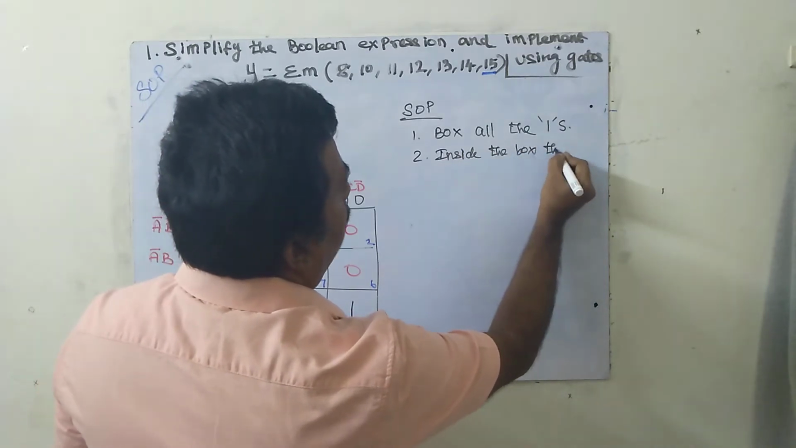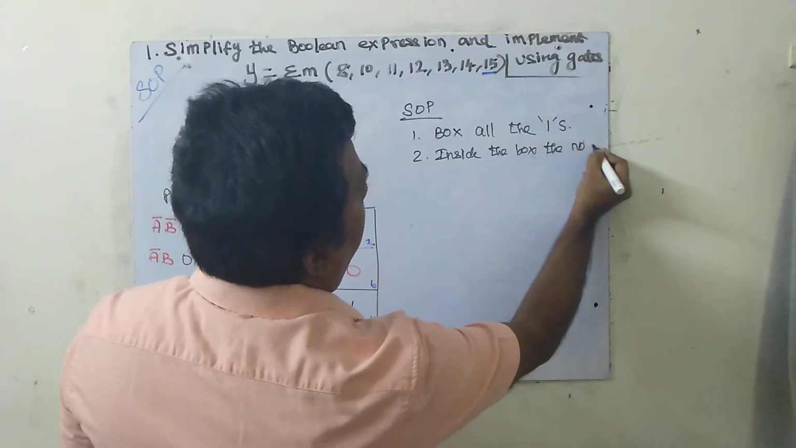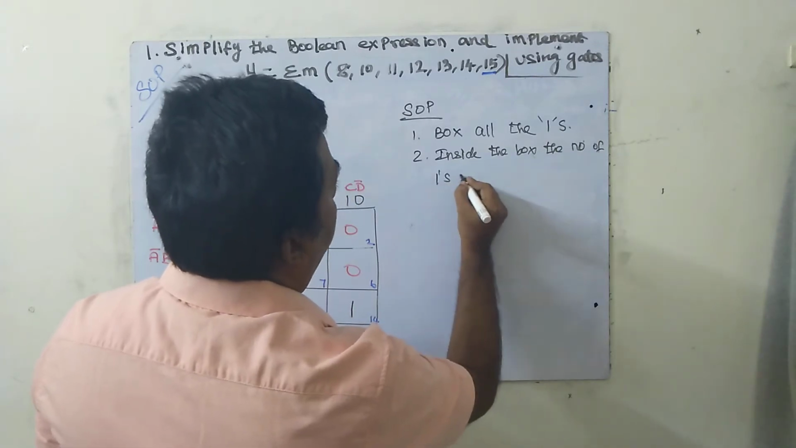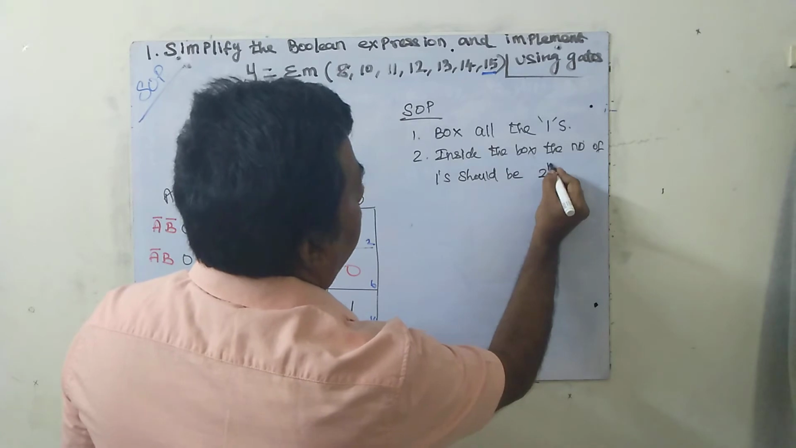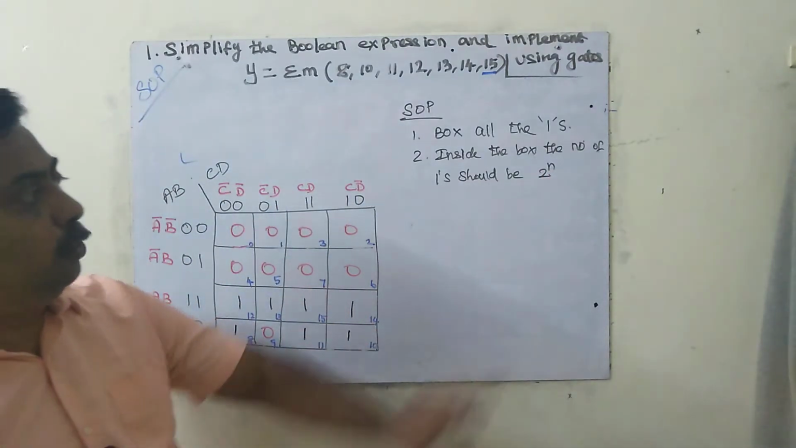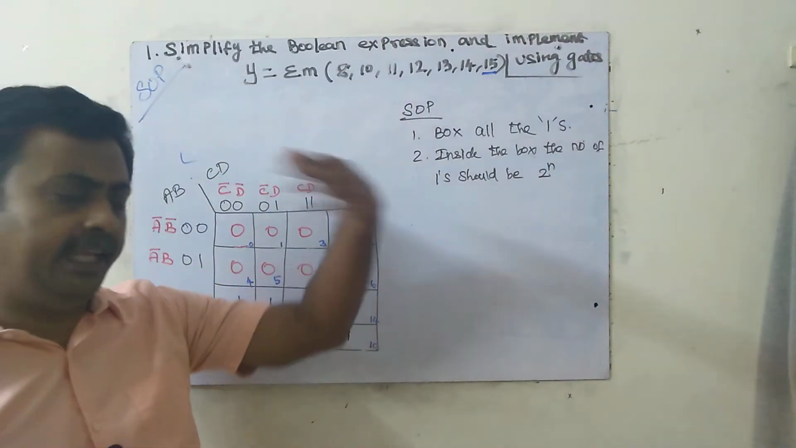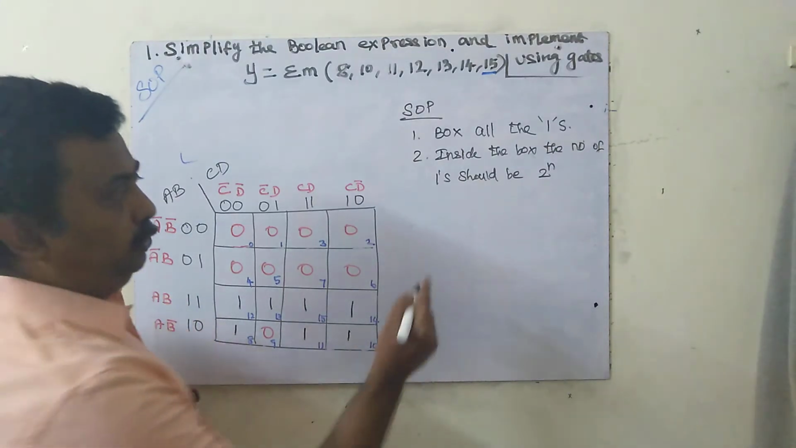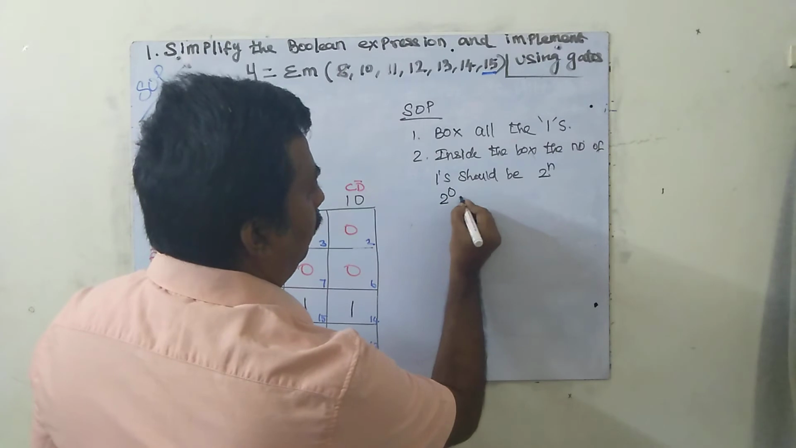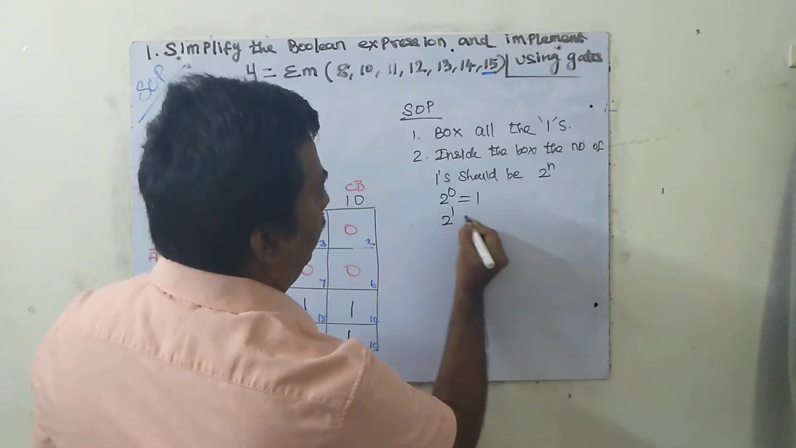the number of ones should be 2 power n. Just like that I cannot box. It should be 2 power n. What is 2 power n? n may be anything. What is 2 power 0? 2 power 0 equals what value? It is 1. 2 power 1 equals 2.